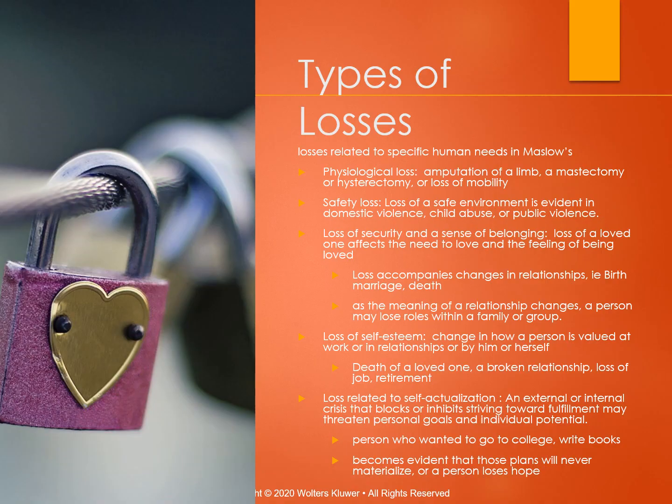So let's talk about types of losses, right? So physiological, according to Maslow, this is one of the greatest types of losses. This could be amputation of a limb, mastectomy, hysterectomy for ladies. Not being able to bear children is really a significant event for a woman. Loss of mobility is really significant for everybody. That takes away your sense of autonomy, right?